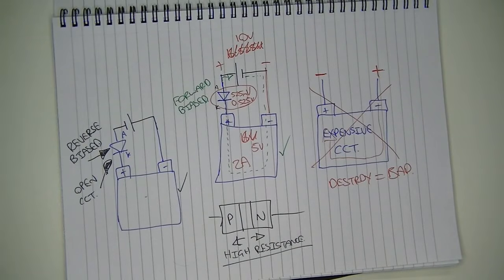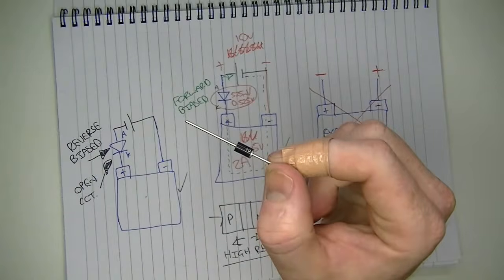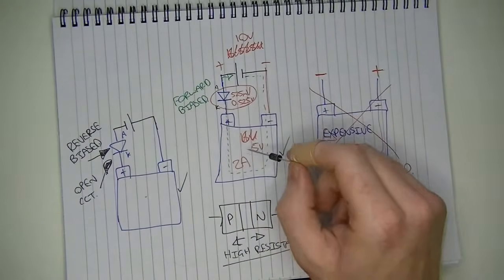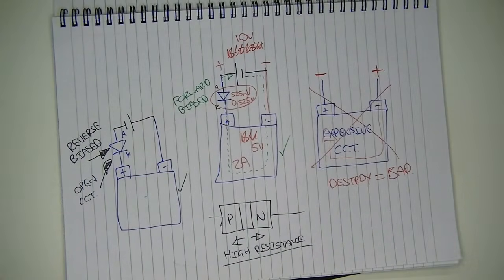Alright, that's it. I tried to make that one a pretty quick one. It still came up at around about 10 minutes. But a practical use for your simple cheap diode is to protect your circuit from accidentally connecting the power supply around the wrong way.